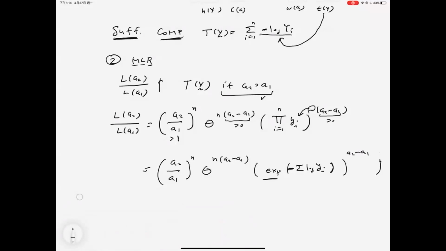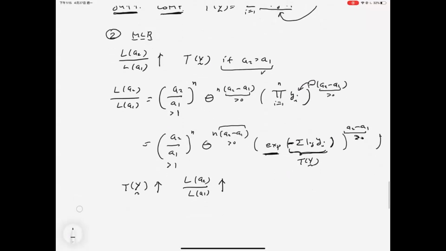Okay, so this is exactly what I'm looking for, the T(Y), the observation statistic. And then again, this is bigger than 1, this is bigger than 0, this is bigger than 0, this is bigger than 0. That means as long as your T(Y) increases, the whole T(Y) increases, the exponential increases, the power bigger than 0 increases, everything, your ratio of the likelihood increases, such that you have a monotone likelihood ratio.